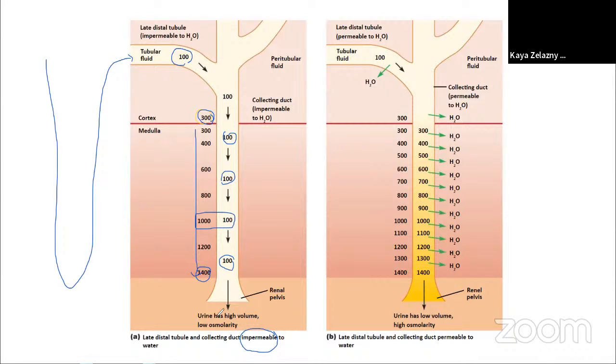So our tubular fluid is just staying at 100 because no water here is getting reabsorbed. The urine is going to have very low osmolarity, and it'll probably be high in volume because all that water stayed in there. It's really the water that's creating the volume of the urine.